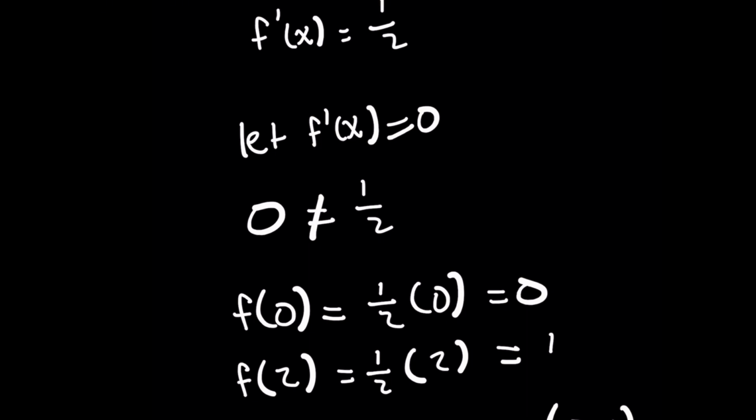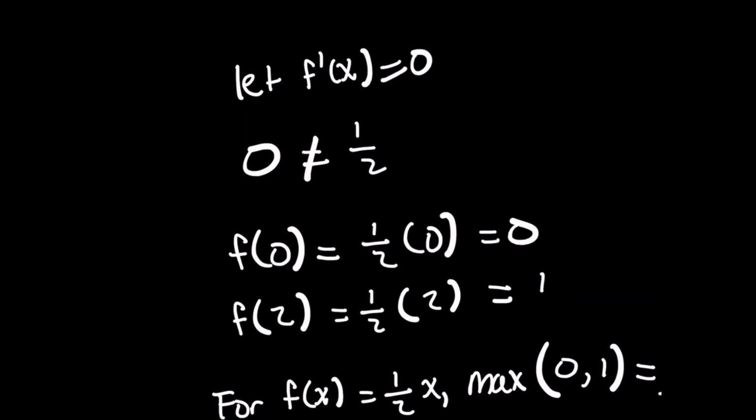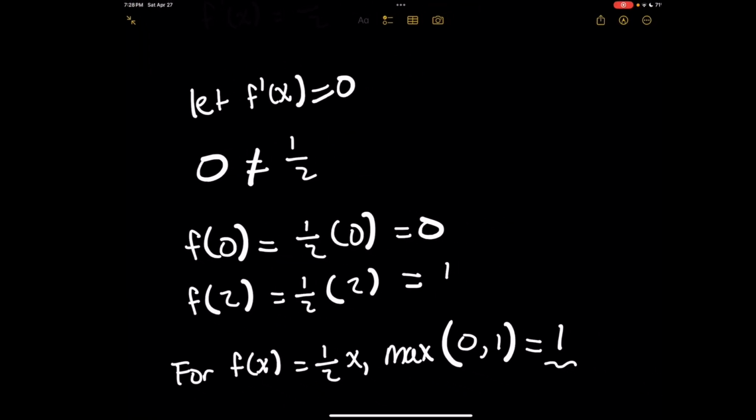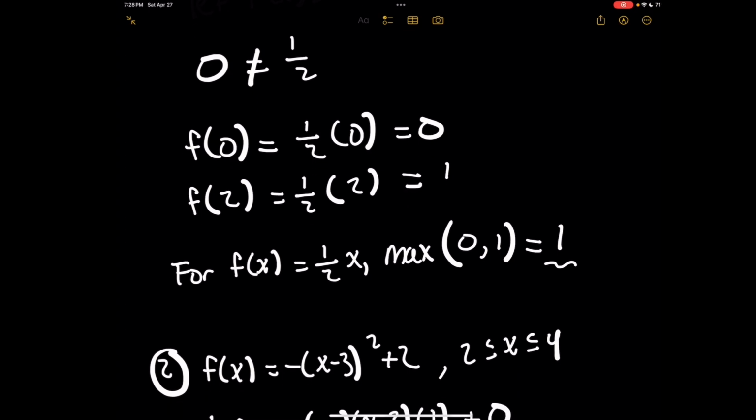And then for the right-hand side of the interval, when you plug in x equals 2, you will get a value of 1. So there are no local critical points, but you have these two global points to look at, 0 and 1. And so we'll take the maximum. In this case, the line has a maximum value of 1 over the interval.